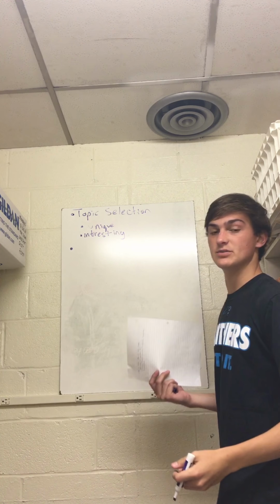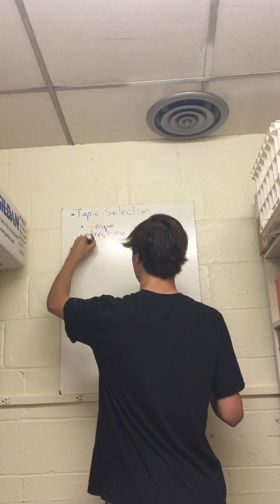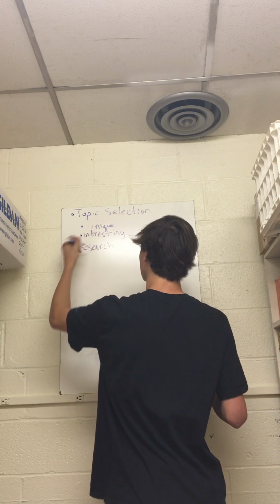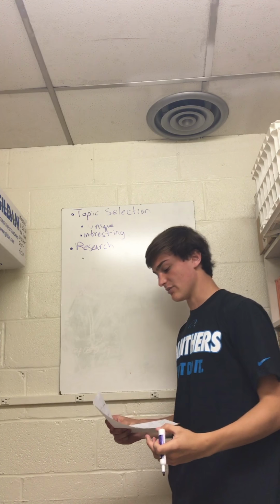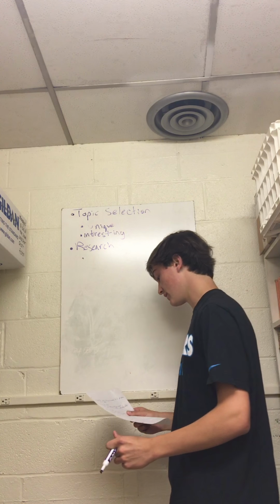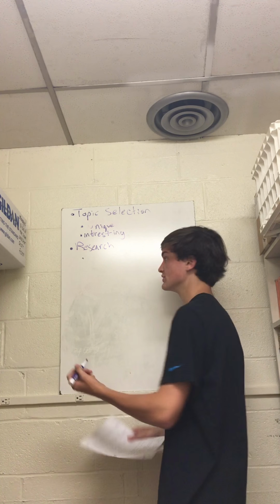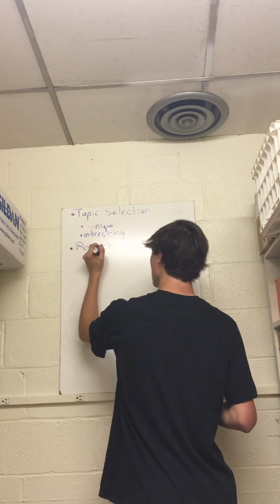The next step is to begin your research. When doing your research, you want to learn as much as possible about your topic and begin to organize your thoughts and arguments that you're going to present in the paper. Now, when you're doing your research, it's important to keep track of your sources so that you have them later for your bibliography.